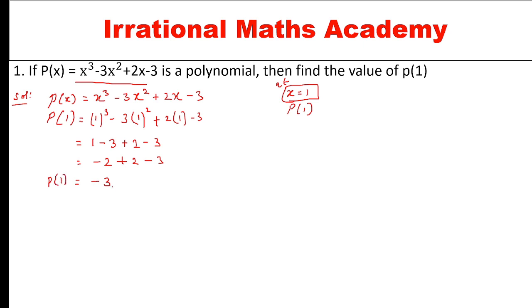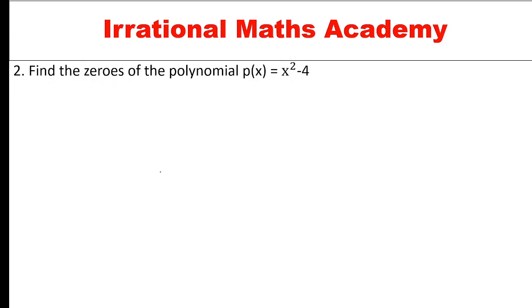So what is the p of 1 value? It is minus 3. The other way to solve this one is, here 1 is there, here 2 is there, so if you add them you will get plus 3. Minus 3 and minus 3 is minus 6. So 3 minus 6 is minus 3. Whichever is the easier way you find, you can solve this.